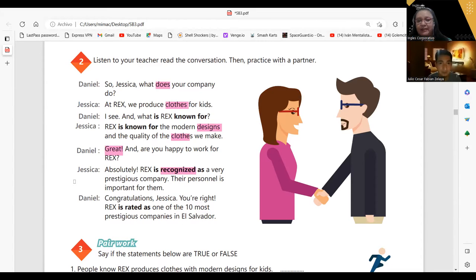Repeat after me, please. Does. Does. Clothes? Gloves. No, clothes. Clothes. Designs. Design. Great. Recognized. Rated. Okay, enough for today. I think we're going to stay one more time next week, okay? In order to continue practicing, because you read as it is written. No, forget about that and pay more attention to the pronunciation, okay?